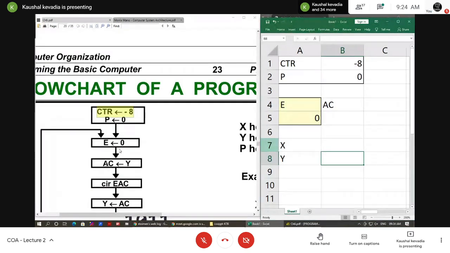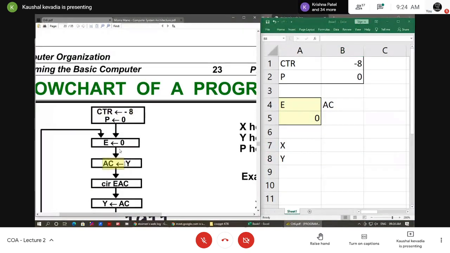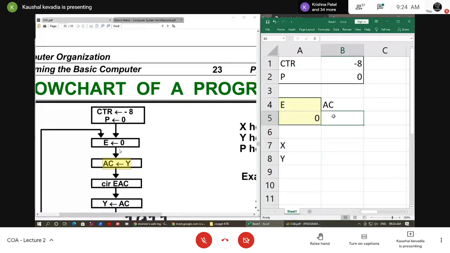So what the algorithm says is that first I want to move the value of y into the accumulator. So y के अंदर accumulator के अंदर हम क्या लिखेंगे, let us put the value of y, then circulate right shift of E and AC register both. Okay, तो ये हमारा y का जो लास्ट बीट है.